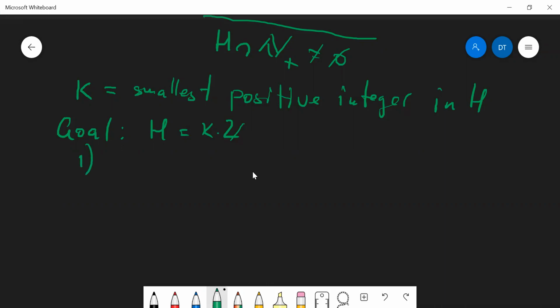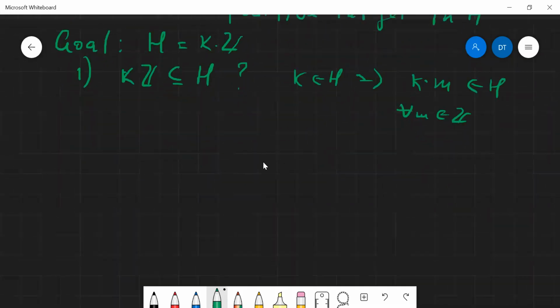So first, we should show that K times Z is a subset of H. Why is this? Well, if K is inside H, then every power of K is also inside H, because H is closed under multiplication and taking inverse element, and the neutral element must be there. But in additive notation, power means K times M for any M in Z must be inside H, and this means that K times Z is inside H. So this inclusion is proved.